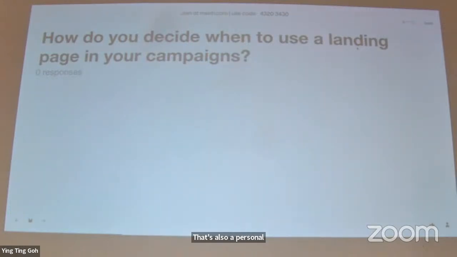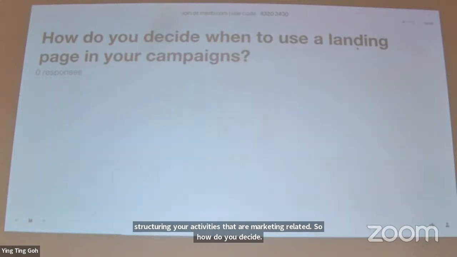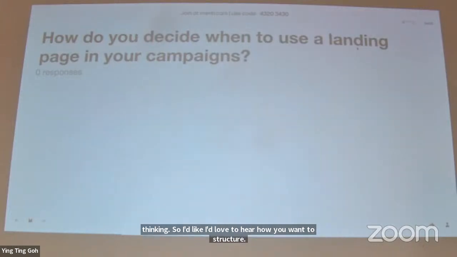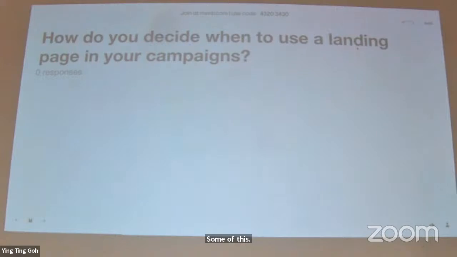So how do you decide when you need a landing page, if the landing page is going to be different from your website or maybe a sub-page of your website? How do you decide? You can make a guess. If you have theories on how you want to use it, that's also welcome. It doesn't have to be right or wrong. It's just a way of thinking. So I'd love to hear how you want to structure some of this. Any thoughts on this? How do you decide when to use a landing page?